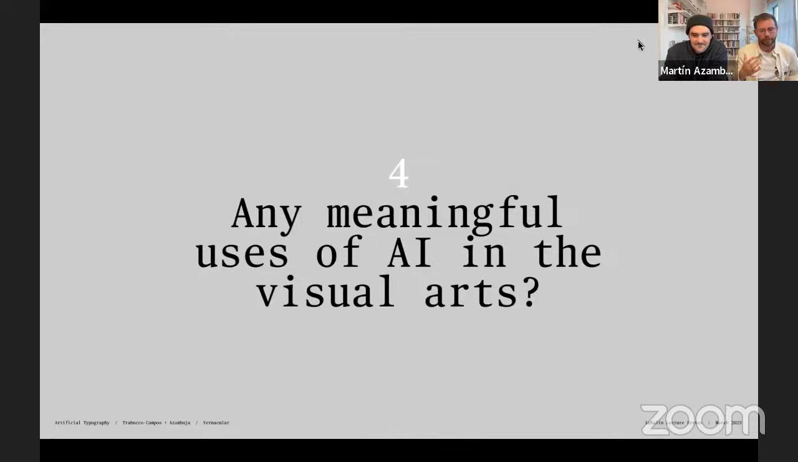Of course, that's something that we want to understand. We want to be on the positive side. This is another development in the history of visual culture. And it's an interesting thing that, as far as we can grapple with it and do projects like the one that we're talking about, we can get to a full evolution of our field. So, any meaningful uses of AI in the visual arts?